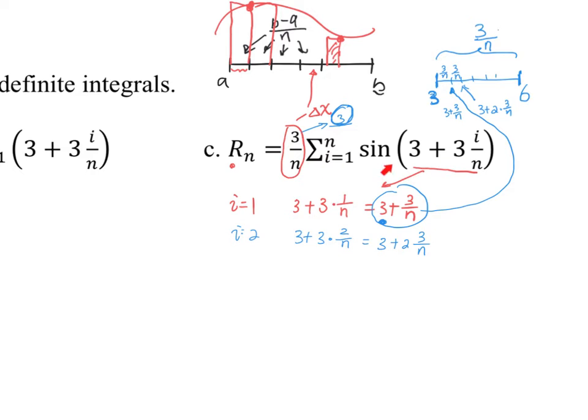this summation is actually a summation of sine of (3 plus 3i over n) times the width, which is 3 over n, i from 1 to n. This is the Riemann sum for the sine function, with each interval 3 over n, over the span of the interval 3 to 6.